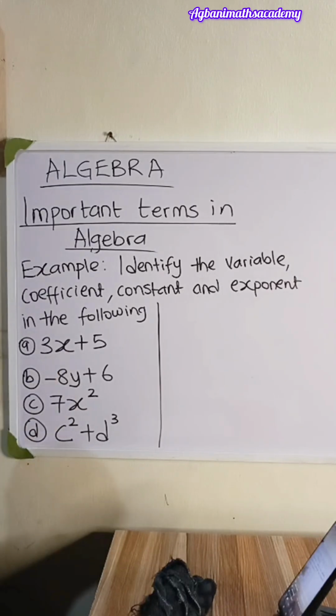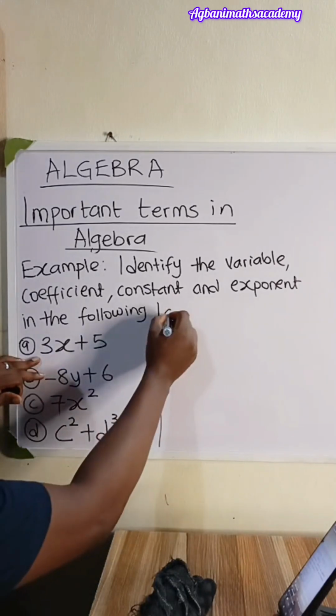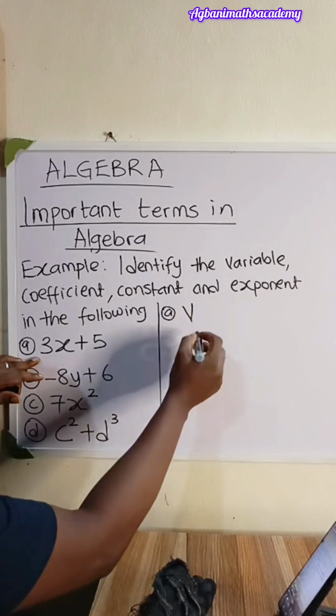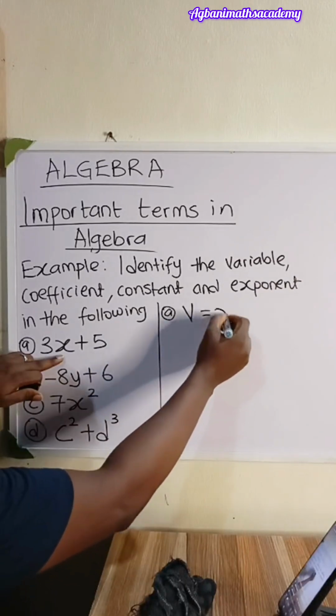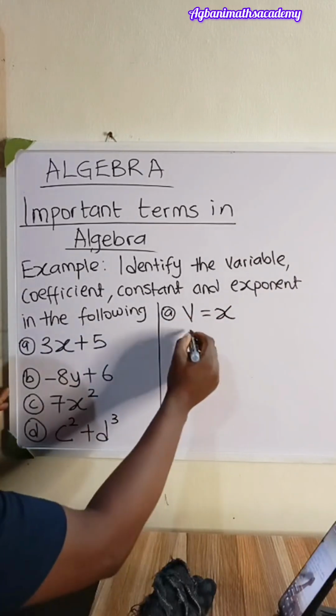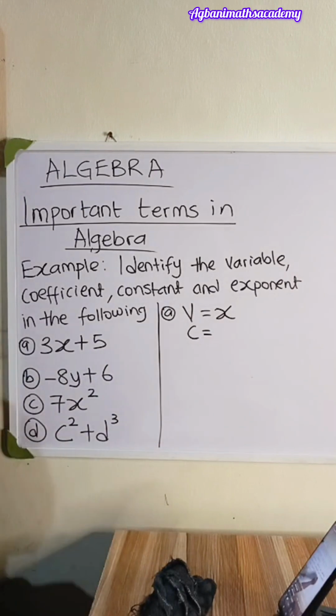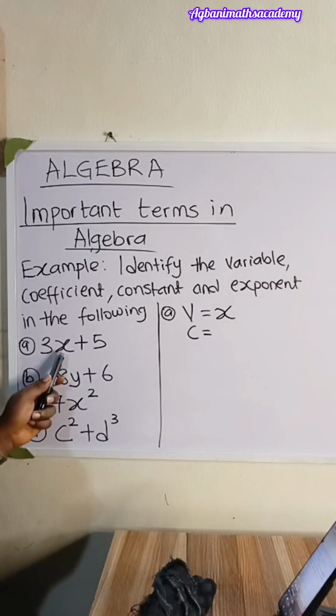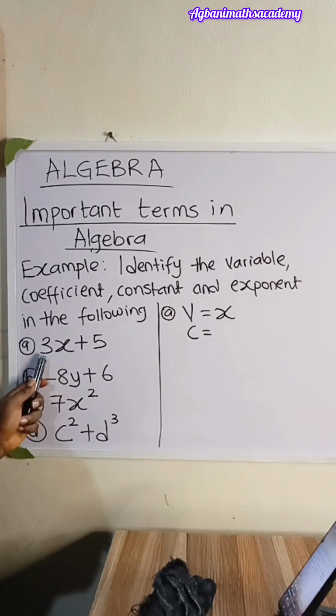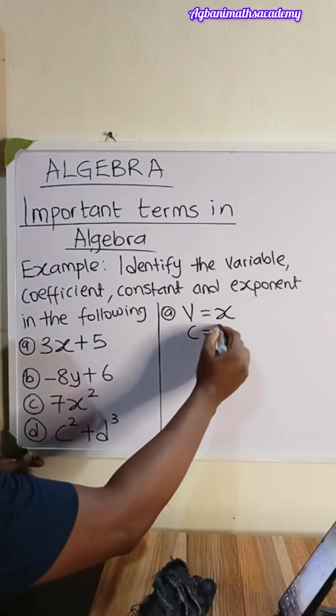Next, can we find any coefficient? So let's look at A. Variable is equal to x. Coefficient is the number in front of the variable. So we have the variable here, and the coefficient, the number in front of it, is 3. So the coefficient is 3.